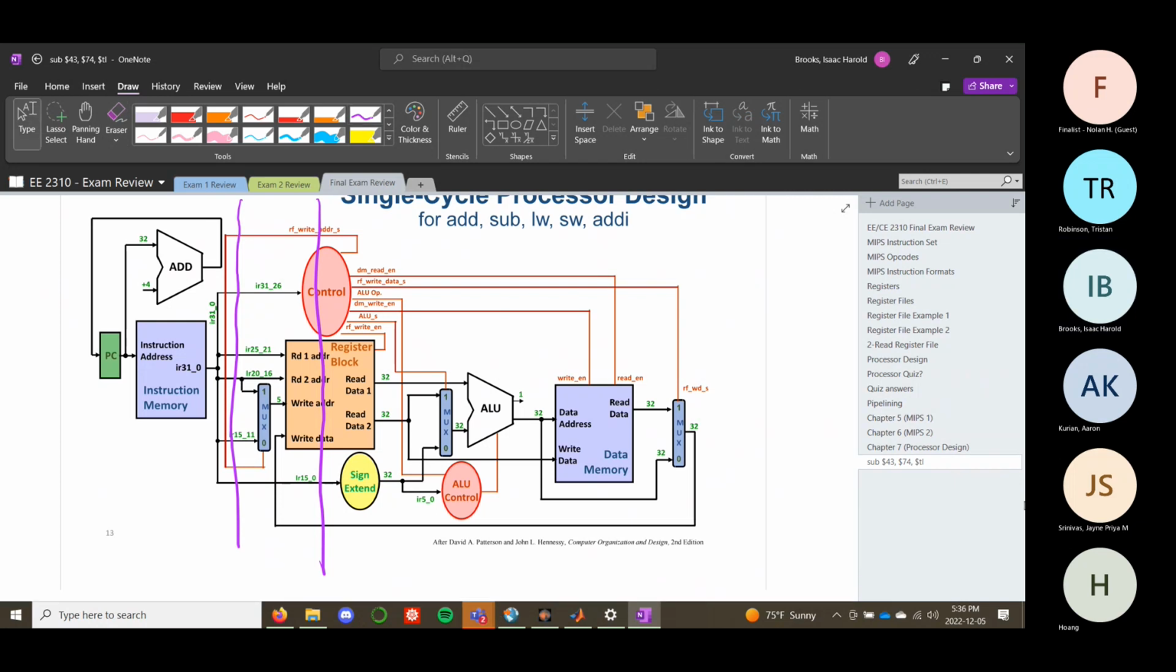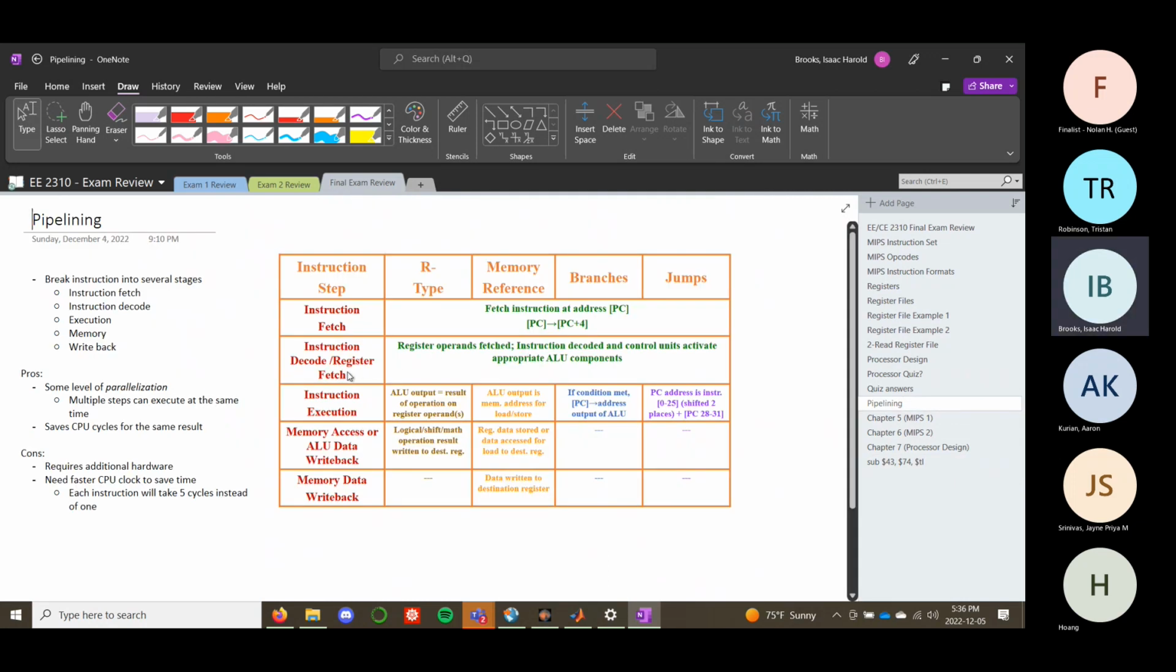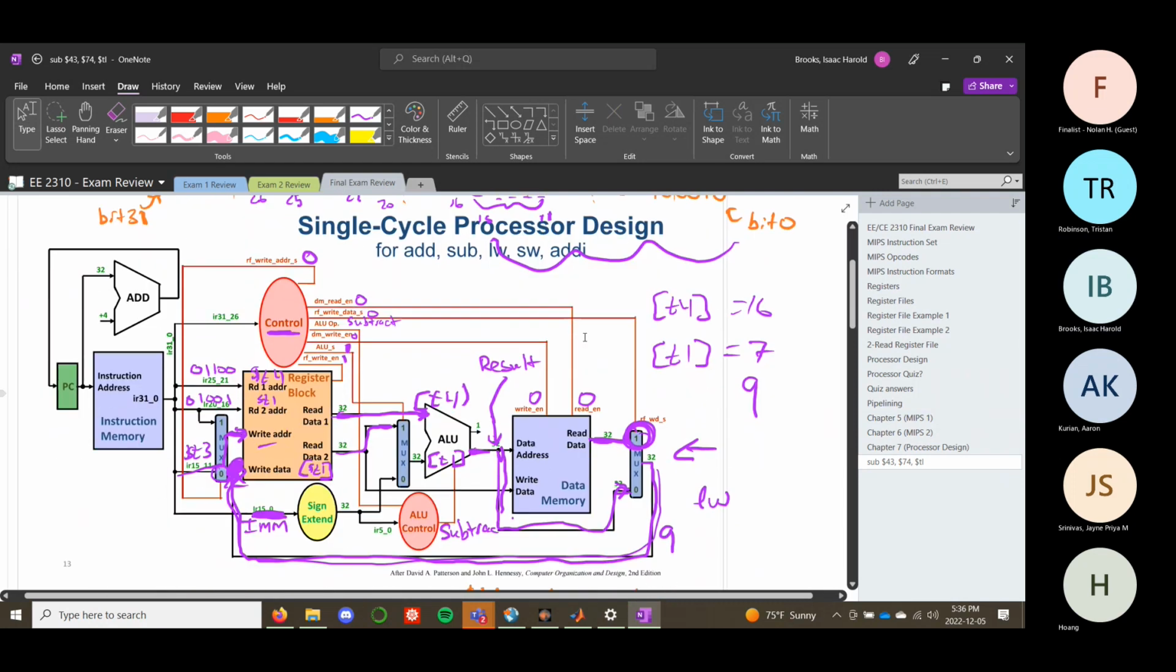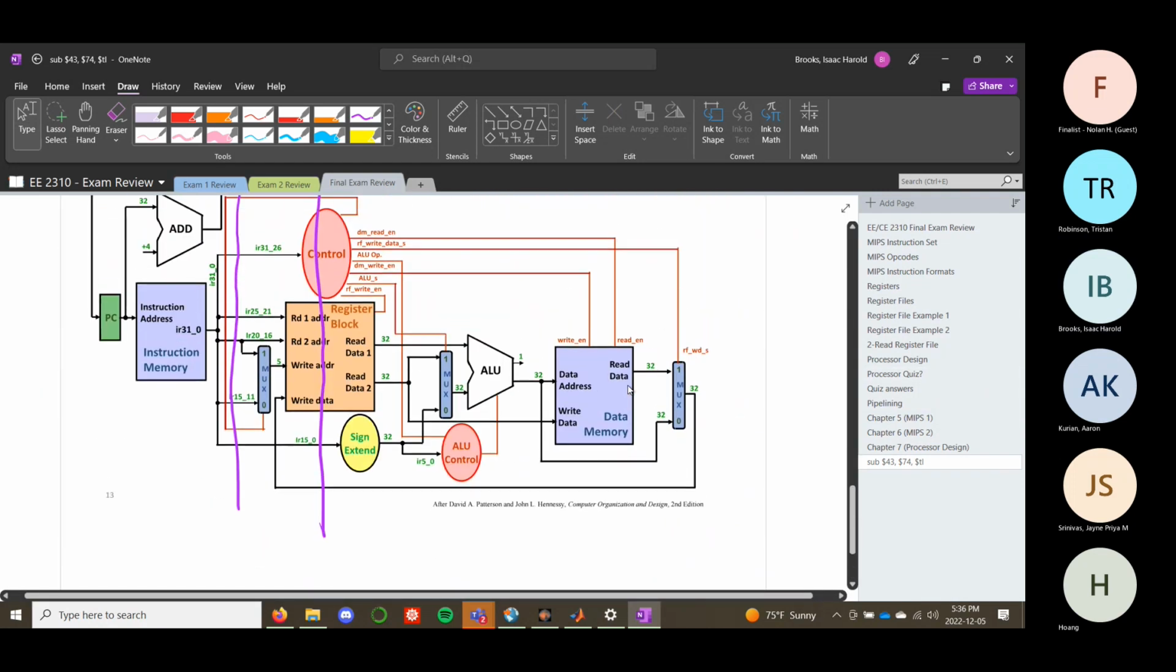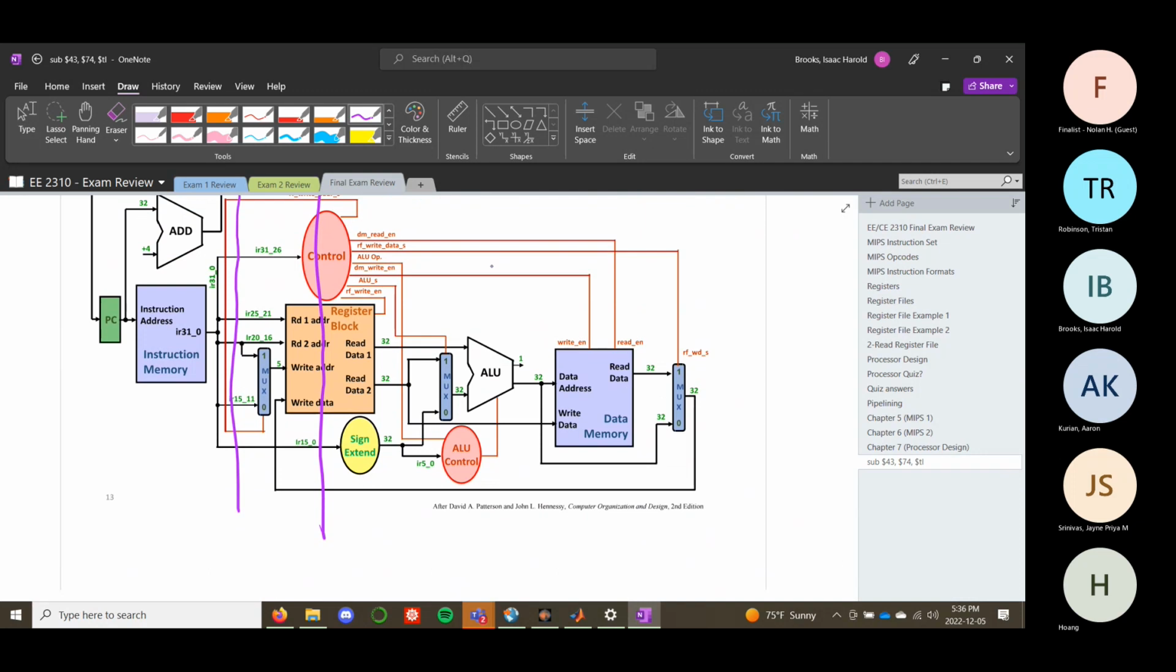And then, what's the next one? Register fetch, and then instruction execution. This is your execution stage where you're calculating the results. This is your memory access stage where you're reading or writing to the data memory. And then the last stage is this bit where you're writing back to the register file or you're writing back to memory.